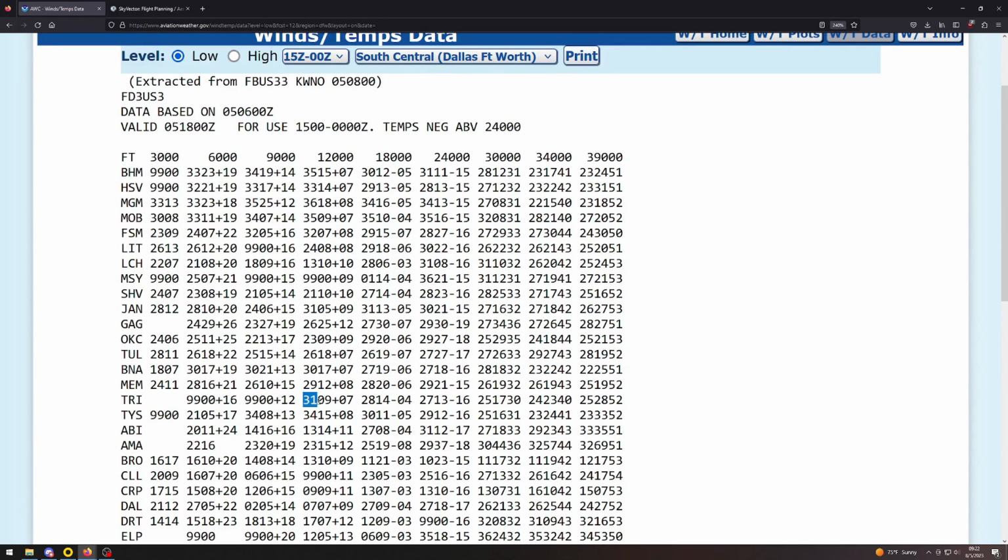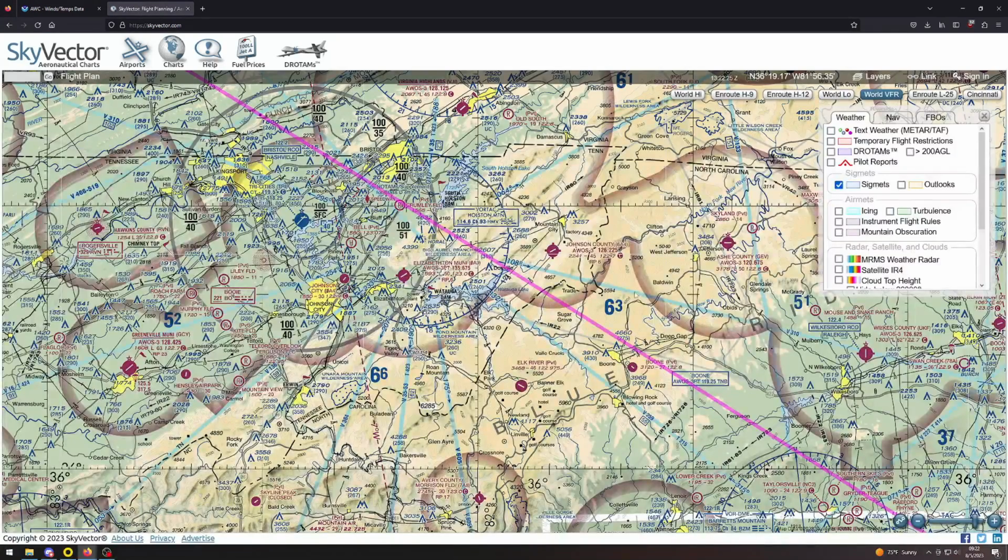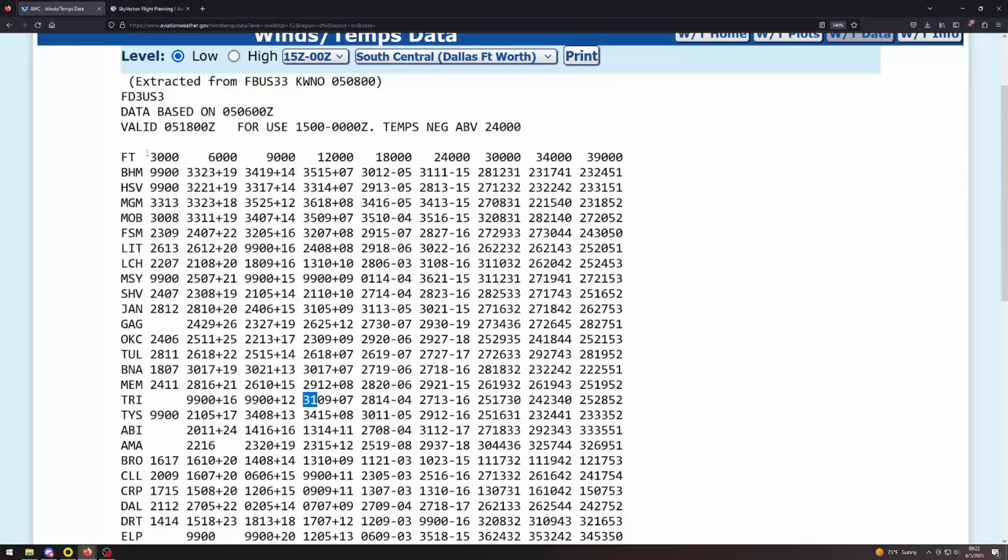Here's how this works. 310, so you just add a 0 to the end of the first two numbers, and that's our wind direction. So it's coming from 310 degrees. If you look at our route, we're doing 311 degrees. So that is as direct a headwind as you can get. And it's going to be at 9 knots, so those next two numbers. There we go, 9 knots. We have 7 degrees Celsius. That is ideal. I do like having a nice low temperature.